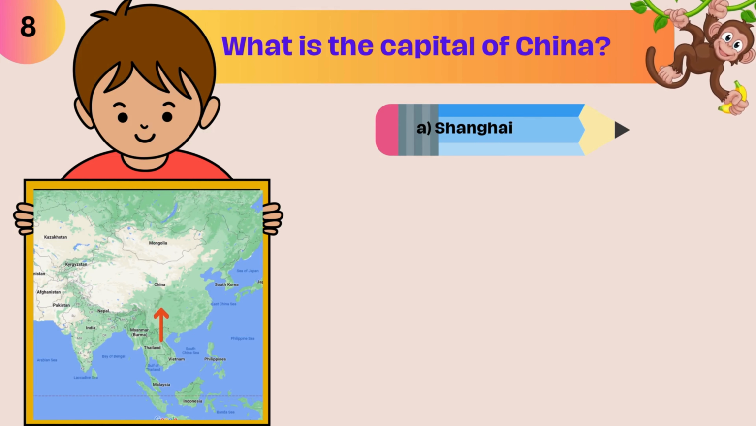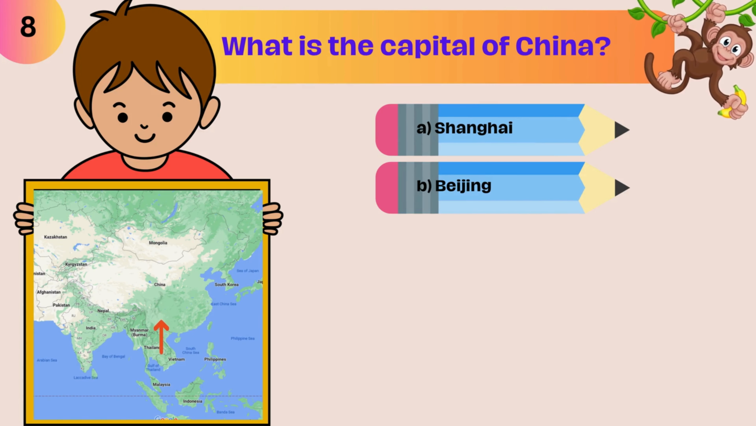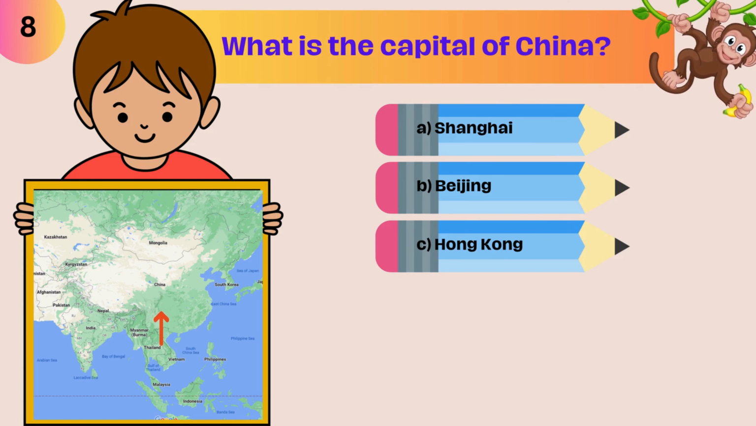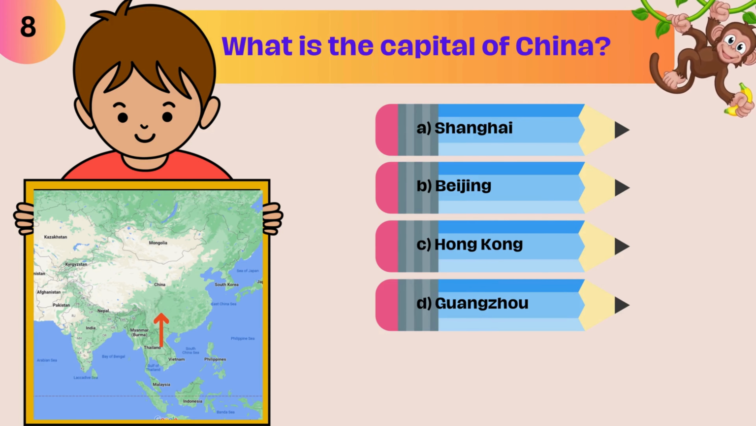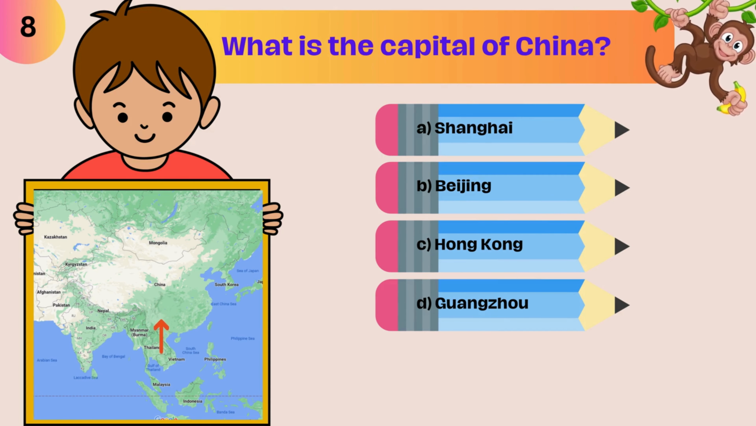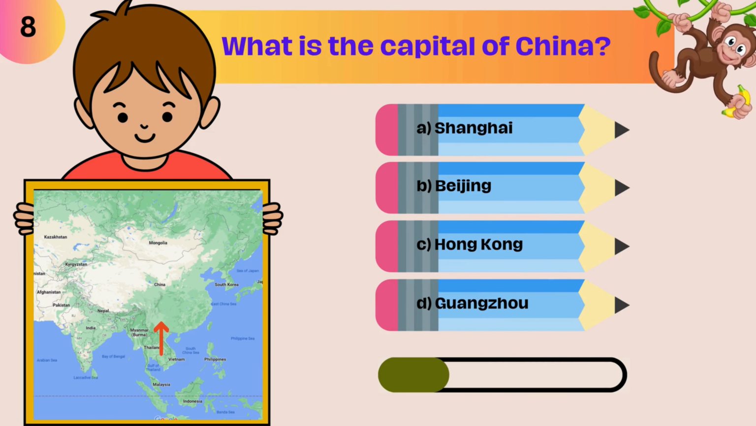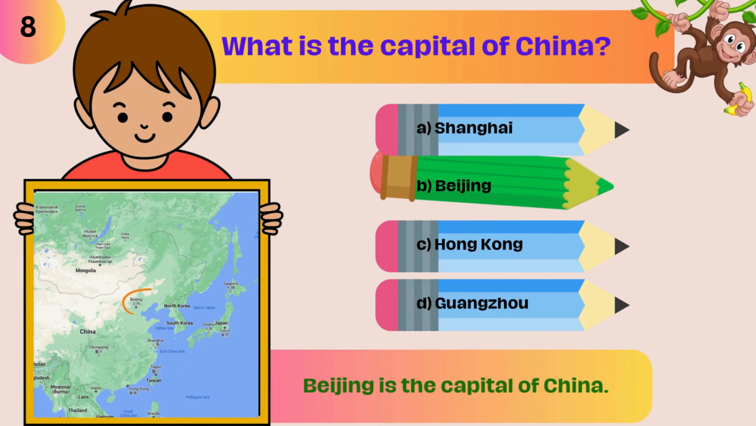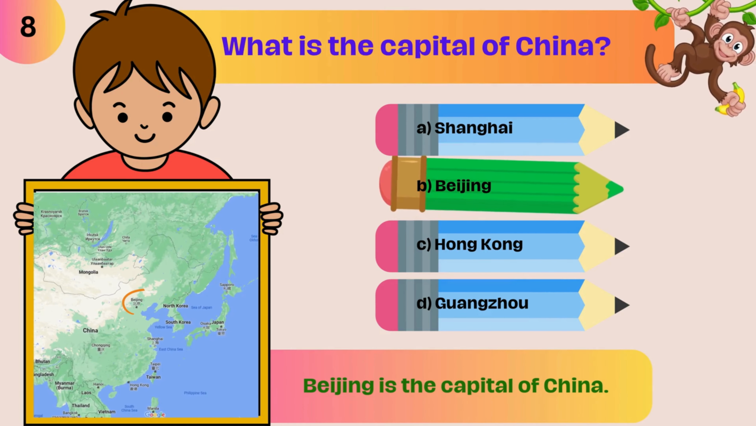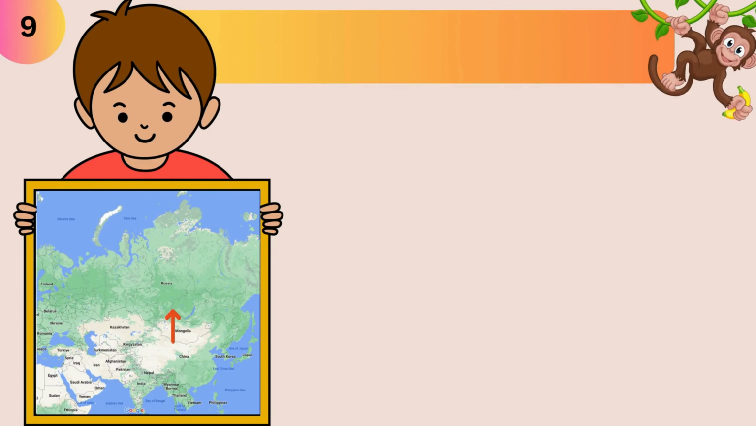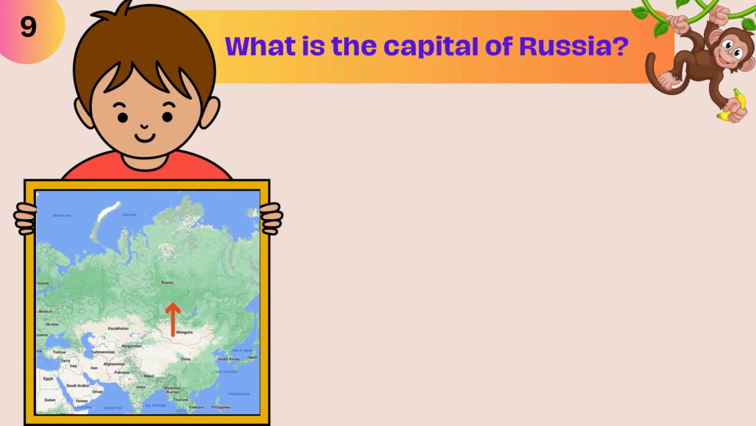What is the capital of China? A. Shanghai. B. Beijing. C. Hong Kong. D. Guangzhou. The right answer is B. Beijing.